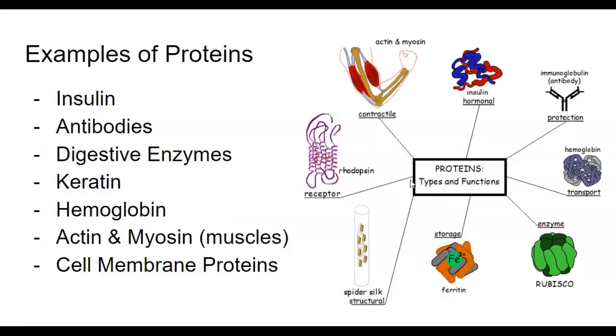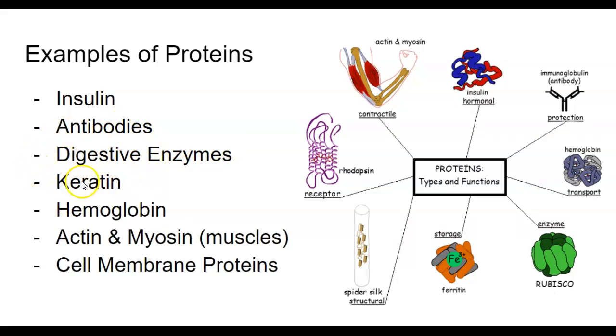So here are some examples. You can write these down if you want, but you should already have some examples listed from yesterday's assignment. So up to you if you want to write them. Insulin, right? You might have heard of insulin with diabetes. Insulin's involved in processing sugar, and it's a hormone, so some hormones are proteins. Antibodies, we talked about fighting disease. Digestive enzymes help you digest your food. They break down sugars and proteins and starch and fats.